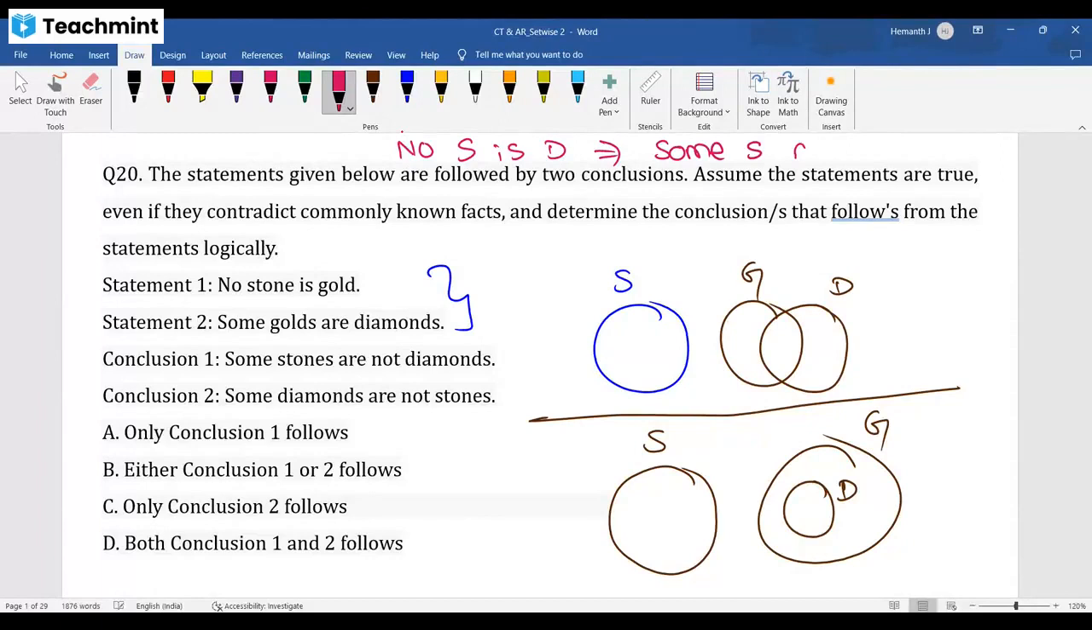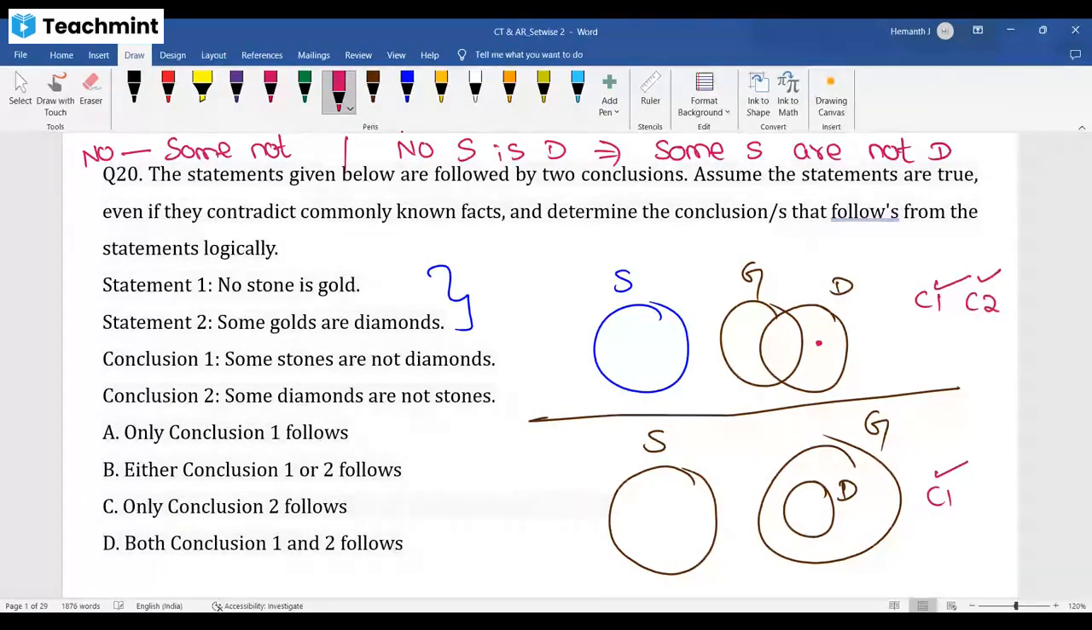I gave that in the previous session also. Whenever no comes, some not is correct. Whenever all comes, some is correct. Whenever no comes, some not is correct only. So here no stone is diamond means some stones are not diamond. First one correct. No problem with first one. What about the second one? This part of diamond is not in stones. Okay, good. So second one correct.